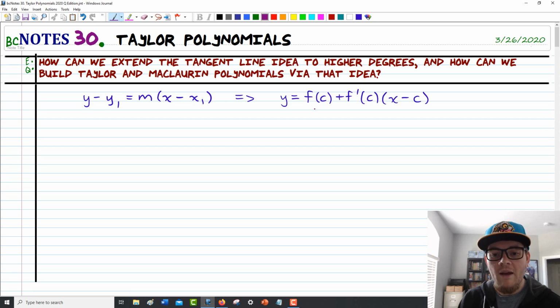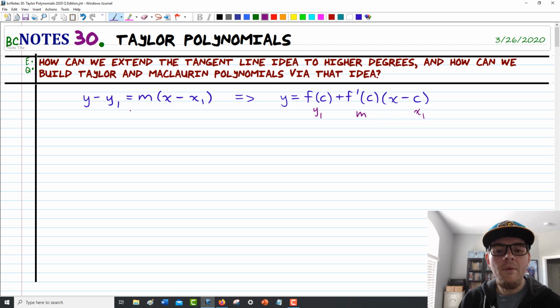So specifically we have this, f of c is y sub 1, that's just our y value at x equals c. C, hopefully you too can see, is x sub 1. And then last but not least, if we want to know the slope at a particular point, that would be the derivative at x equals c, which is f prime of c. So in truth, this thing over on the right side is exactly equivalent to the thing on the left.